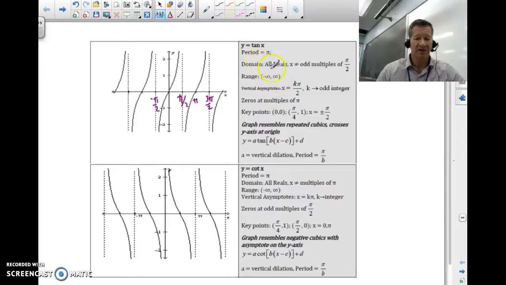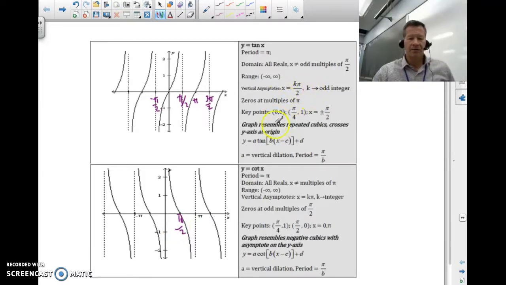Domain now is not all real numbers anymore. You'll notice tangent has asymptotes at odd multiples of pi over 2, and cotangent has asymptotes at multiples of pi, so negative 2 pi, negative pi, 0 pi, and 2 pi, and so on. And then the zeros are switched. Tangent has zeros at multiples of pi, whereas cotangent has zeros at odd multiples of pi over 2.